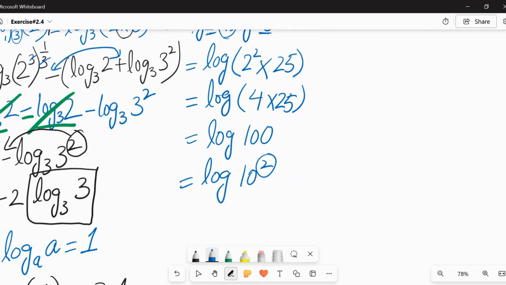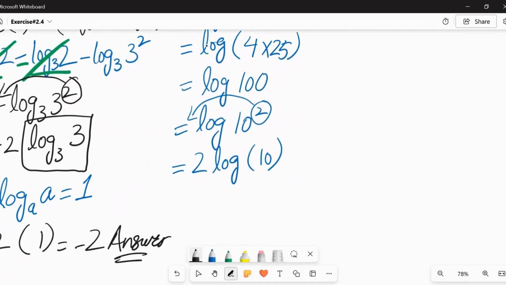And if I again apply the property of log, I'll shift this power before log and we can write it like this, 2 log 10. And remember, log 10 is equal to 1. So just substitute the value and we'll get 2 as our final answer.